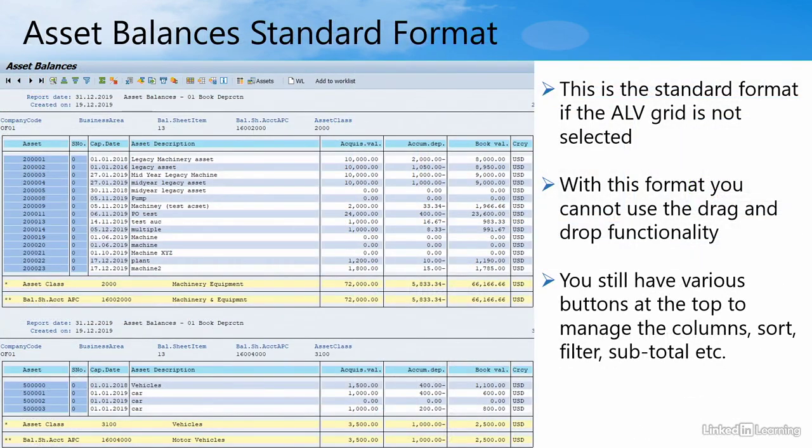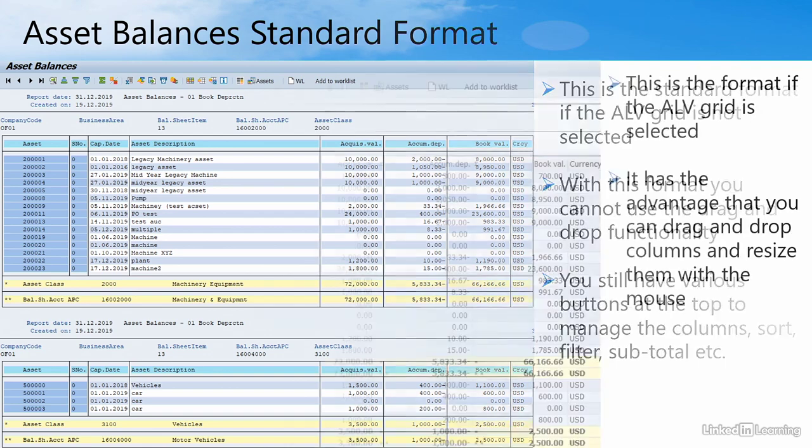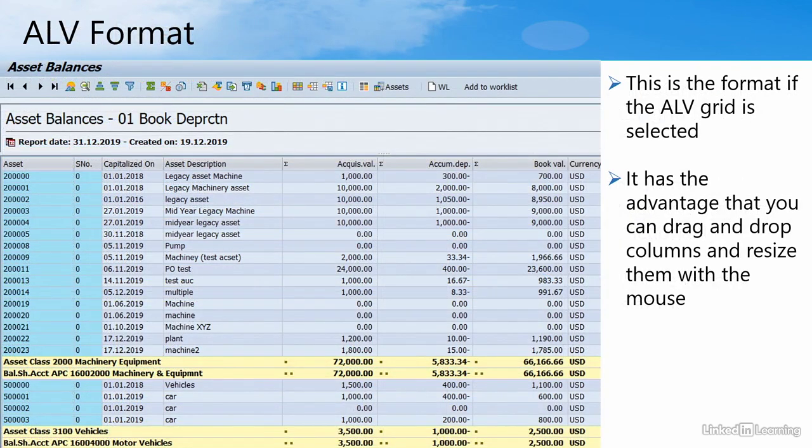This slide shows an example of the format where the ALV grid has not been selected. You still have the same buttons at the top, but you cannot, for example, use drag and drop with the columns as you can in the ALV grid format. This slide shows the ALV format. You can drag columns to reorder them or resize them, which you cannot in the other format.